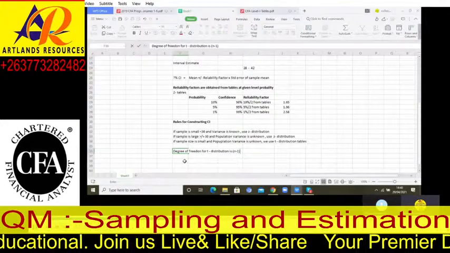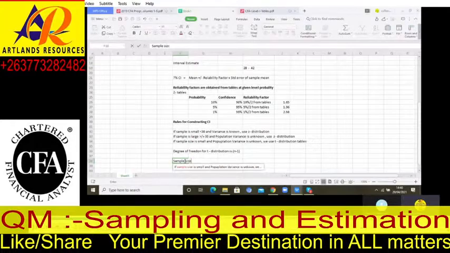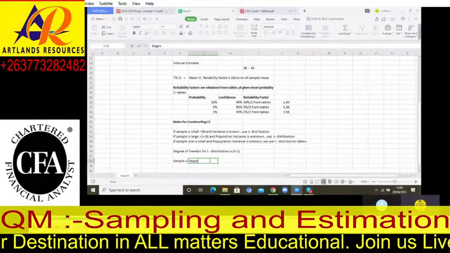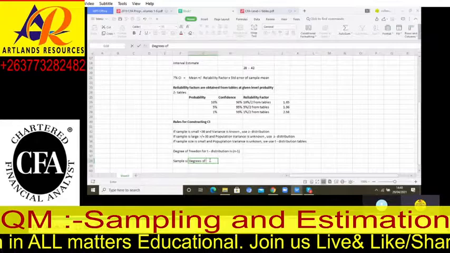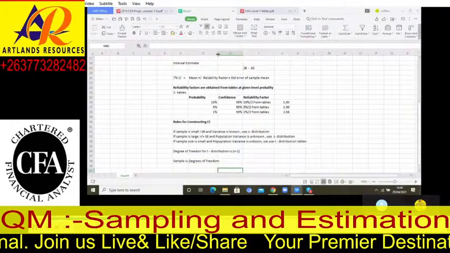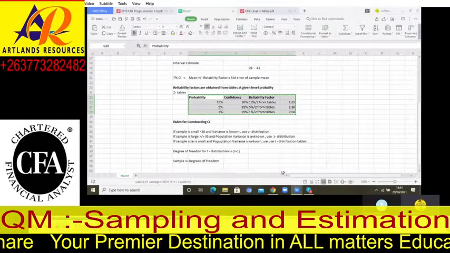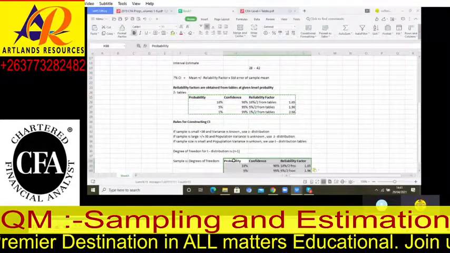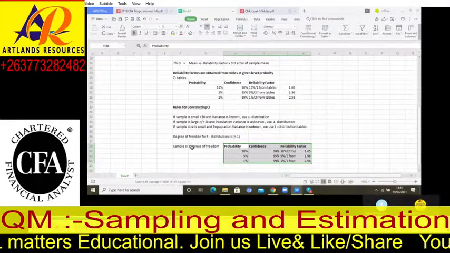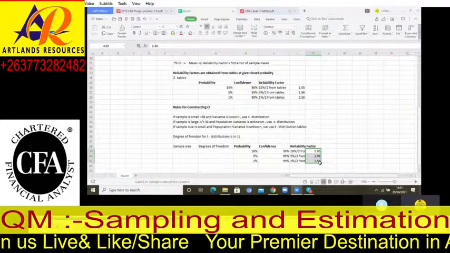E.g., let me put here sample size, and then degrees of freedom, we call that DF, degrees of freedom, and then here I copy as it is and put it here. I want you to notice how we then get reliability factors from a T distribution. This is now from a T distribution. Reliability factors, they cease to be these ones.